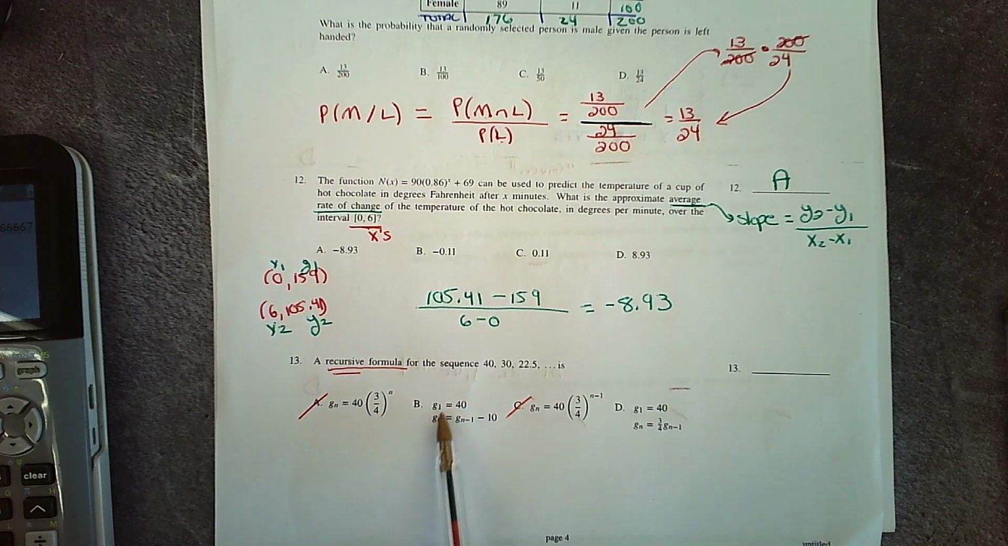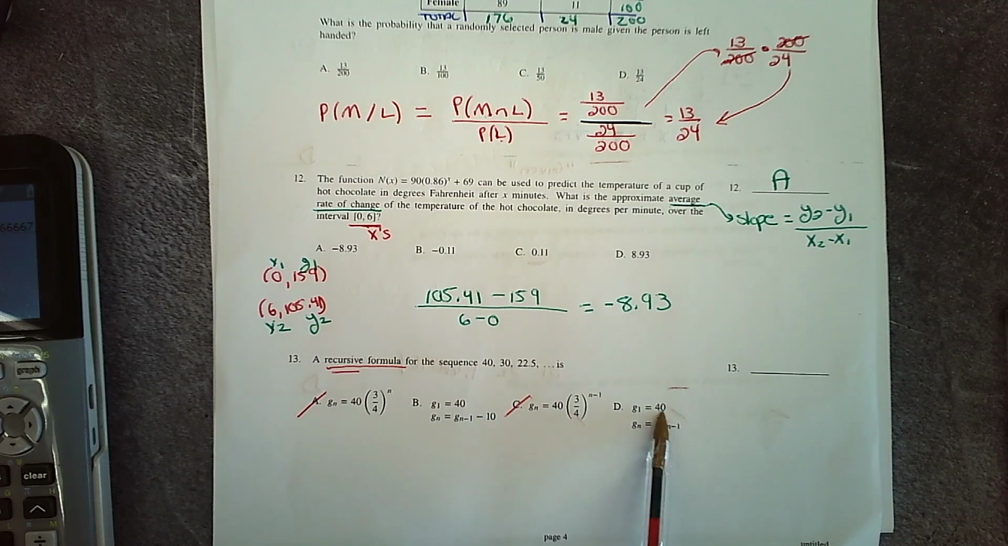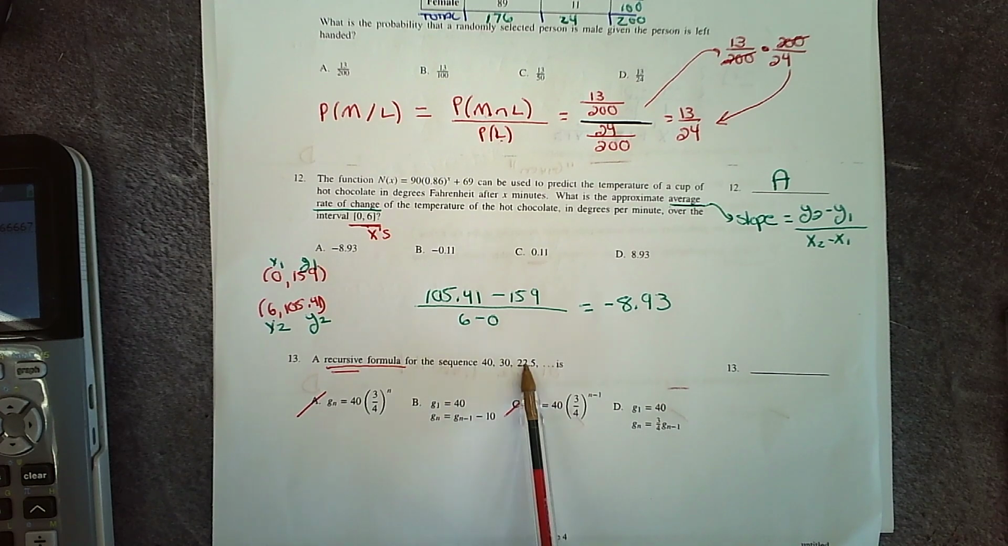Now, a1 should always be the first number in the list, and both of those have 40 listed. Now, you have to find the pattern. All this means is you subtract 10 from number to number. So here, I subtract 10, that worked there, but if I subtract 10 here, do I get that? No, so that's not right.